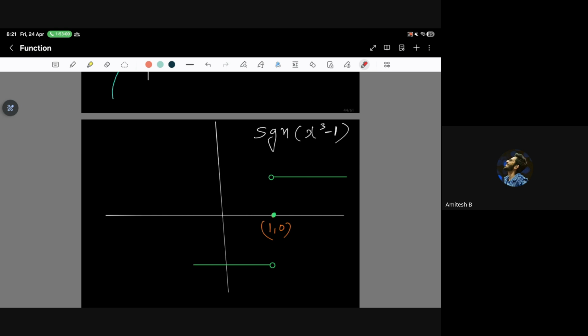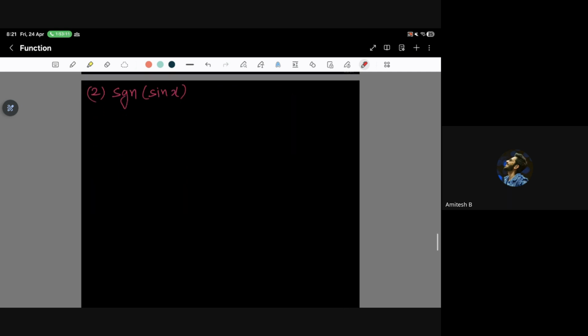How do you draw a graph of signum of any function if it is given inside the signum? Try this. What will be the domain, range and graph of this?